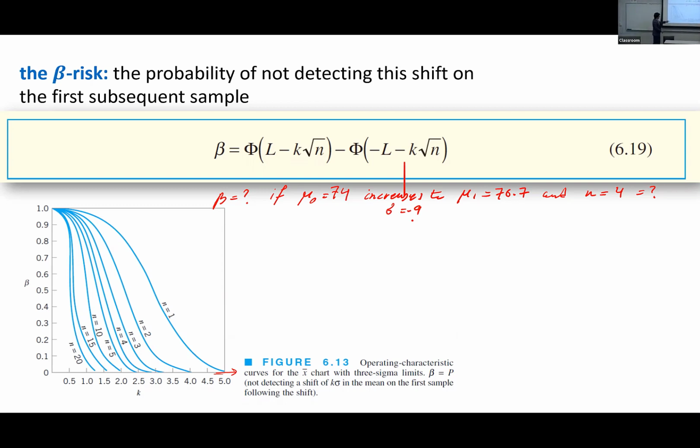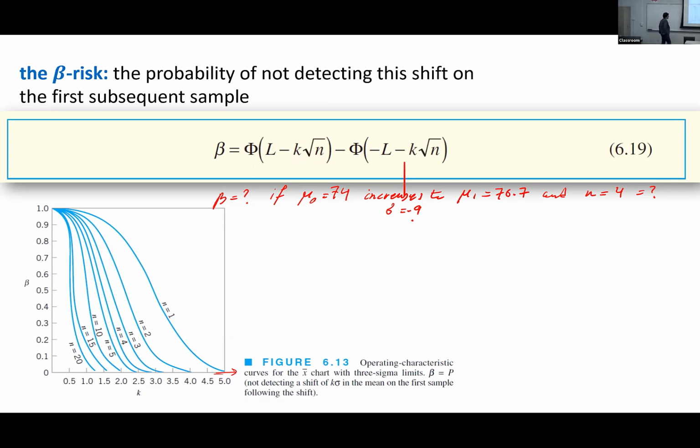And then you also need k. What was k? Amount of shift, which is 3. Why 3? Because 76.7 minus 74 is 2.7, sigma is 0.9, and k is a multiple of sigma. So k is 3. 3 times 0.9 is that 2.7 amount. So k is 3, n is 4. What is beta? 0. Very unlikely, it's almost 0.